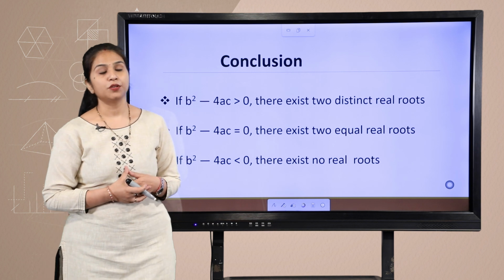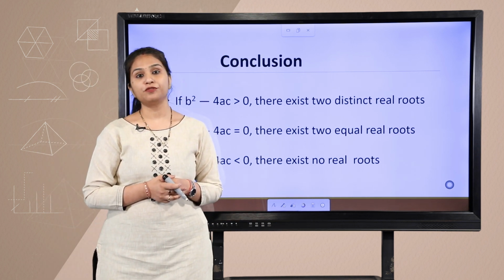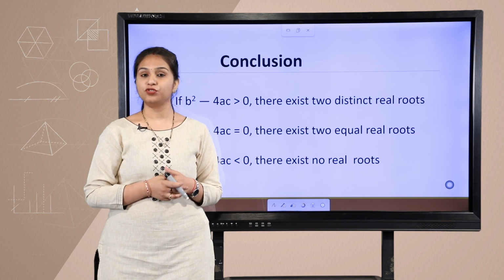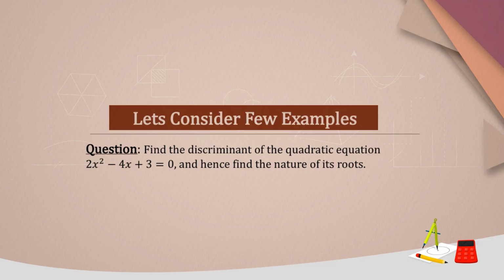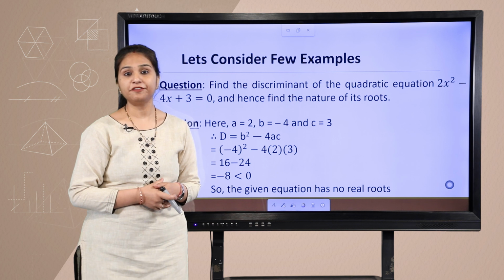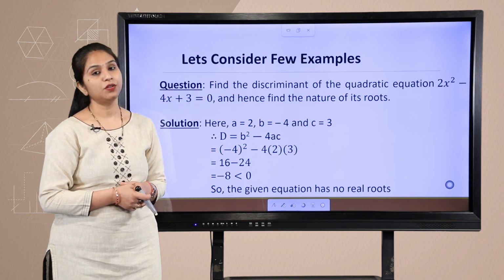On this topic, you might get one very important question where first of all you need to find out the value, or you have to check what is the nature of roots. So let's take few examples. Now here the equation is given to you: 2x square minus 4x plus 3, and you need to find out the discriminant.